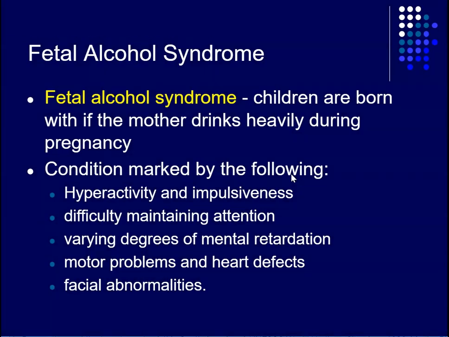Fetal alcohol syndrome is one common example of this. Children are often born with fetal alcohol syndrome when the mother drinks heavily during certain stages of pregnancy. The condition is marked by hyperactivity and impulsiveness, difficulty maintaining attention, varying degrees of mental retardation, motor problems and heart defects, and facial abnormalities. What's happening here?